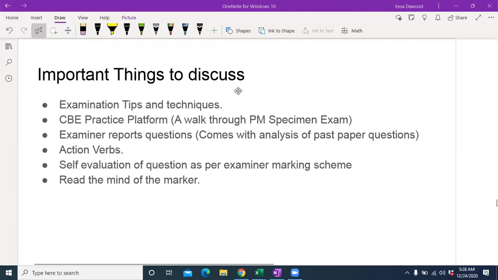So an important thing to discuss is examination technique. There's a CBE practice platform in which you're supposed to do the practice. For example, if you have your kits in hard copy and you read from the kits, reading on screen is quite different. Reading from the screen and then constructing your response is an entirely different thing from reading from a hard book and writing on a piece of paper. That's not what is required from you in your PM exam, because it's a very time-pressurizing paper.